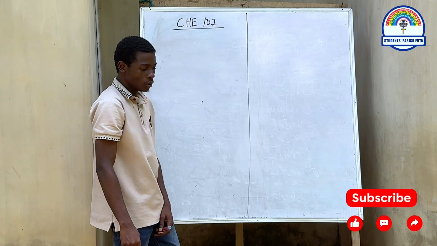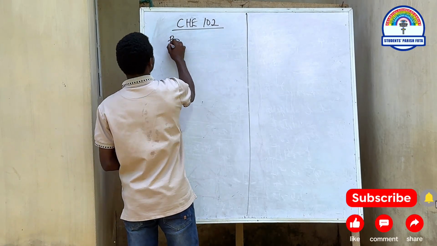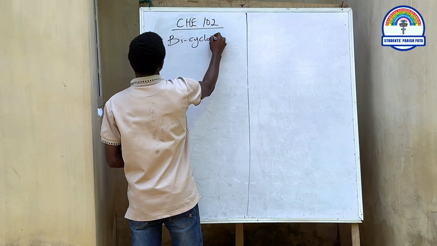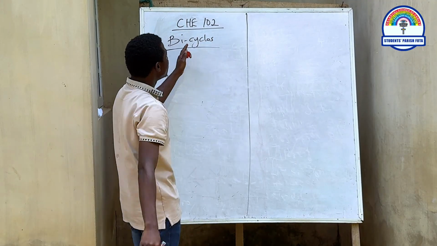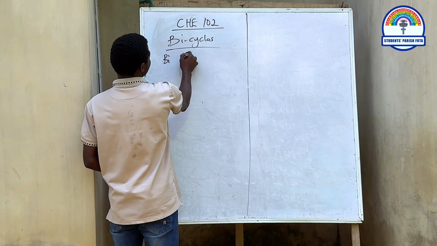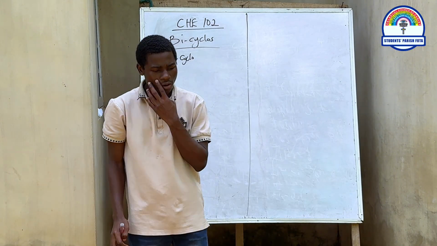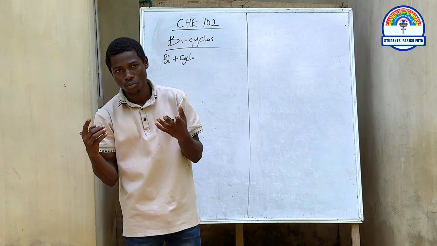So now let's go to naming of bicyclos and spiros. Let's start with bicyclos. From the name bicyclo, what does bicyclo mean? The word bi means two, then cyclo, the cyclic compound. What are cyclic compounds? Cyclic compounds are those compounds that form a closed loop.